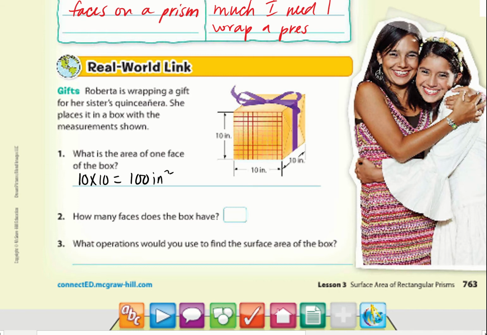How many faces does the box have? So we have 1, 2, 3. And then on this side, we got 4. And we have another side over here. And then we have a side on the bottom. So we have 6 sides in total.